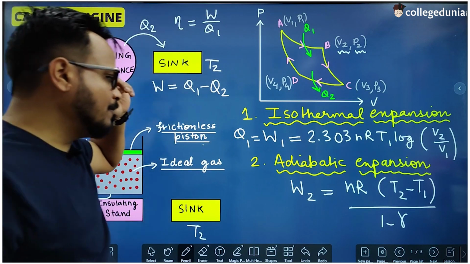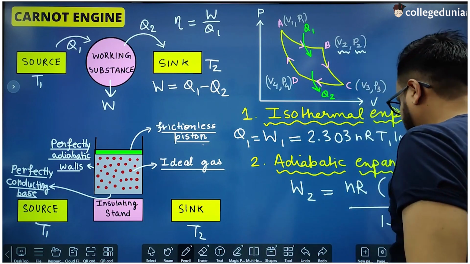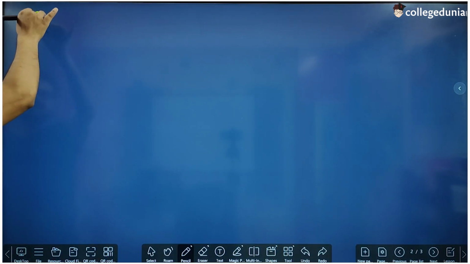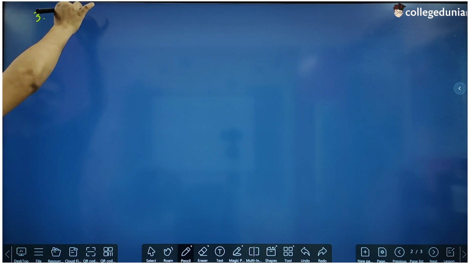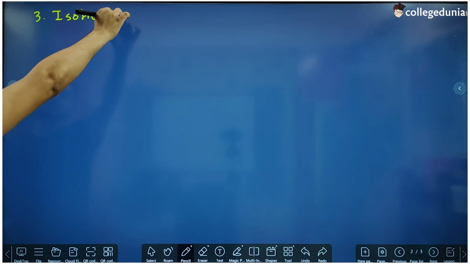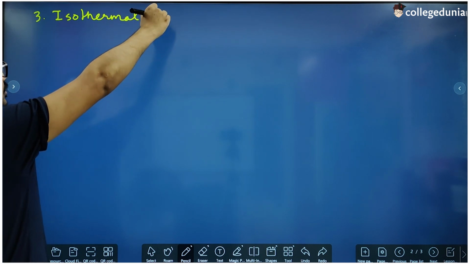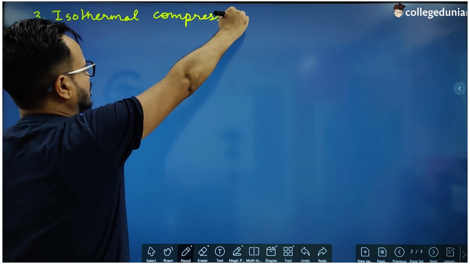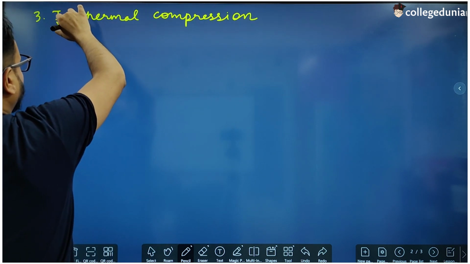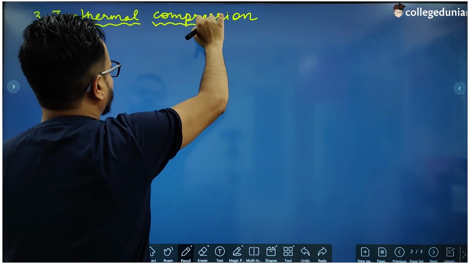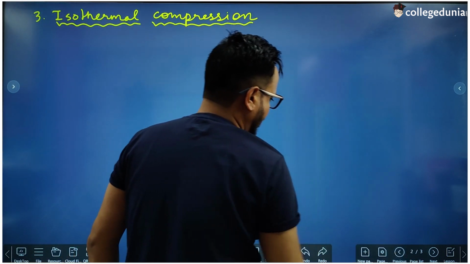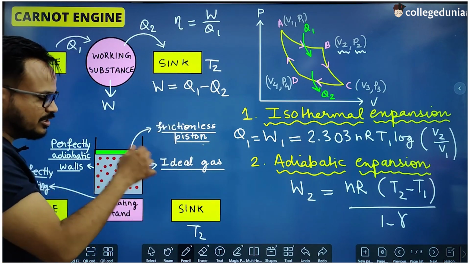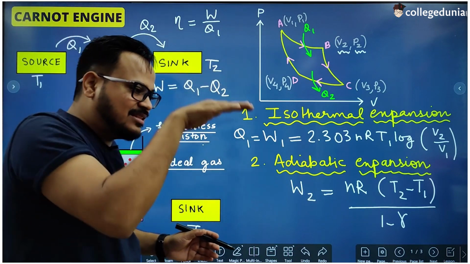Okay, now let's come to the third step. The third step is isothermal compression. Now what we are going to do, we will put this cylinder on the sink, right? We will put this cylinder on the sink and we compress this cylinder slowly.